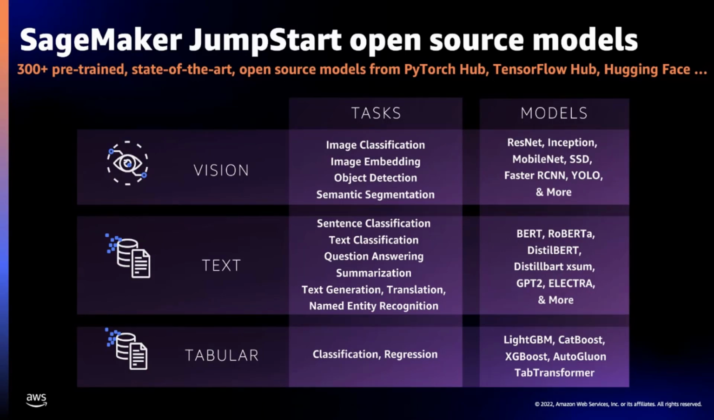Finally, for the tabular use cases, there are a bunch of very interesting models, actually very well-known, popular ones like LightGBM, CatBoost, XGBoost. These are the bread and butter of tabular datasets for classification and regression objectives.